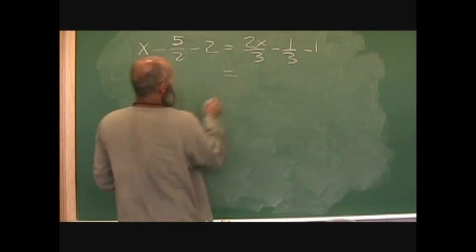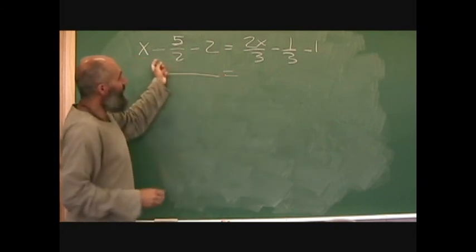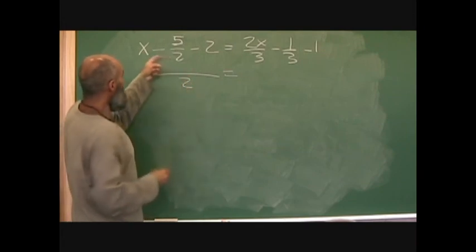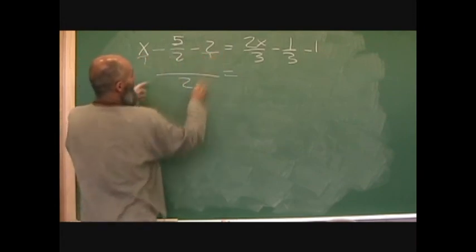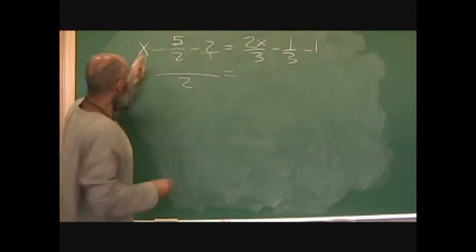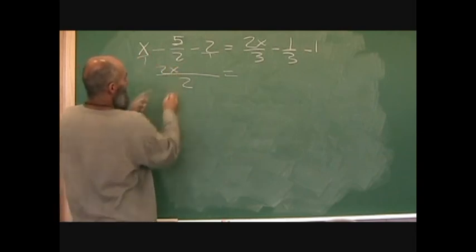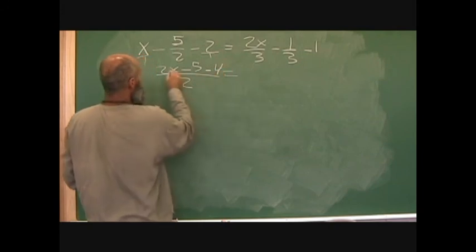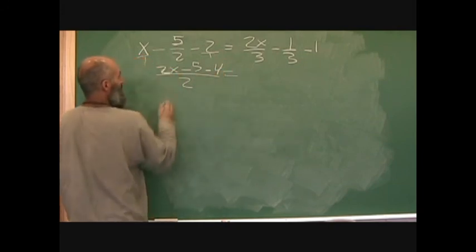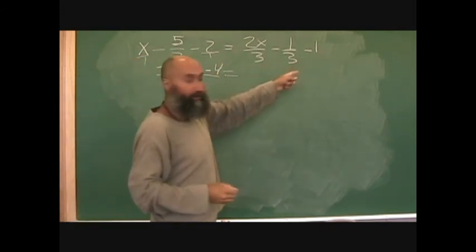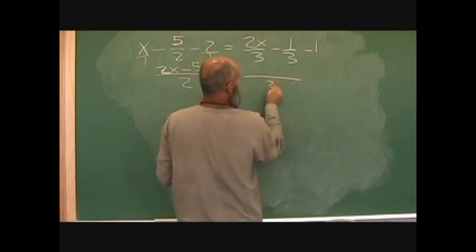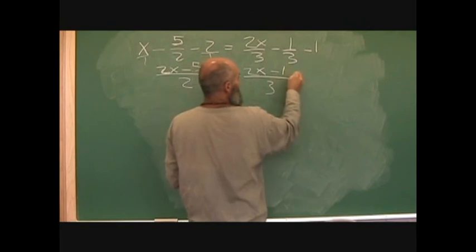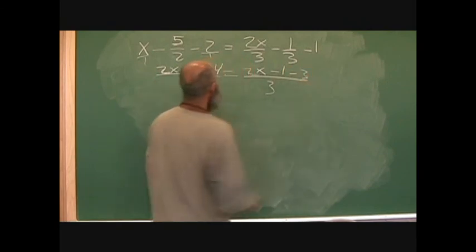So line up your equal sign. The common denominator on this side of the equation is 2. So that's just over 1 over 1. You multiply this by 2, so that becomes 2x. That just remains as 5 minus 4. On this side of the equation, the common denominator is 3. So that becomes 2x minus 1 minus 3.